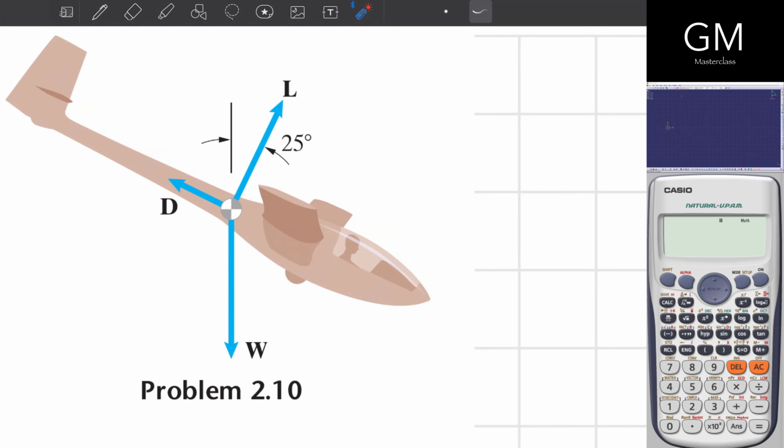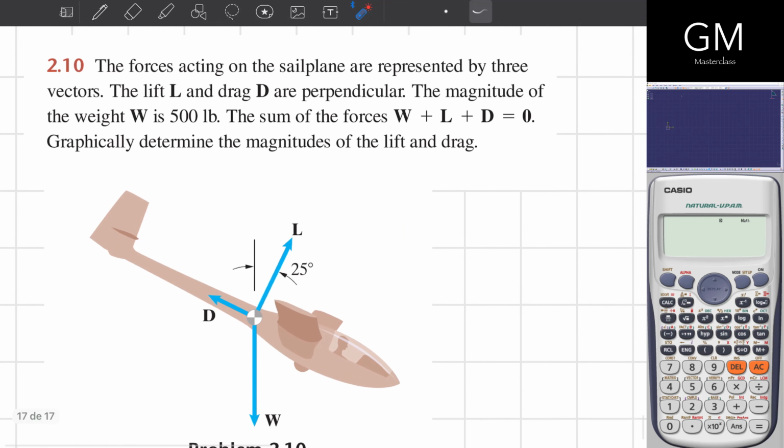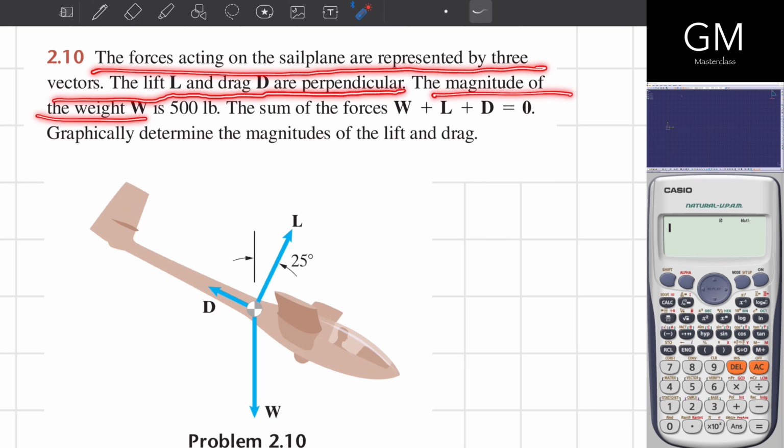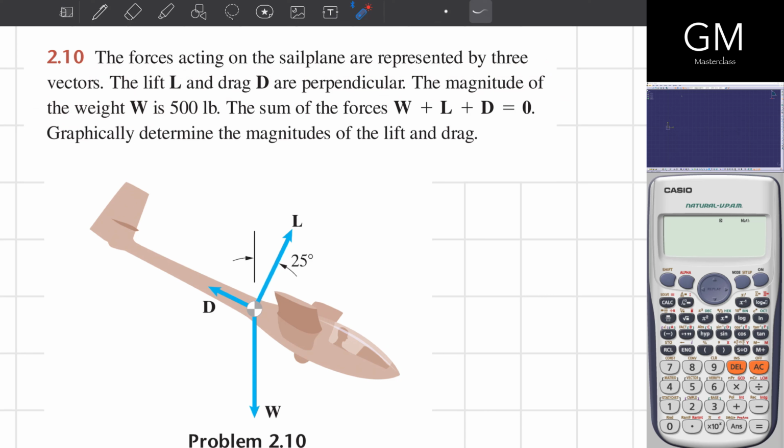We will solve the following exercise. The exercise is number 2.10. The forces acting on the sailplane are represented by three vectors. The lift L and drag D are perpendicular. The magnitude of the weight W is 500 pounds. The sum of the forces W plus L plus D equals 0. Graphically determine the magnitudes of the lift and drag.